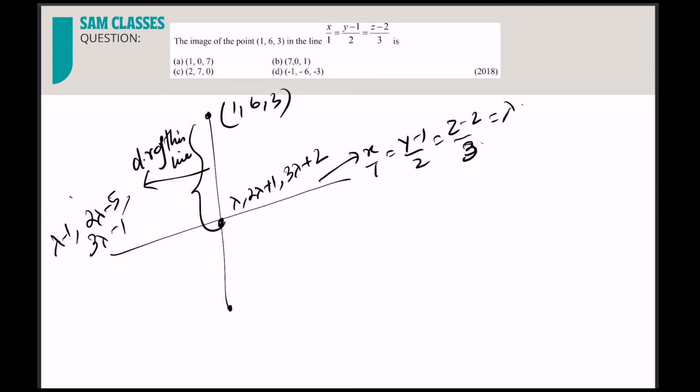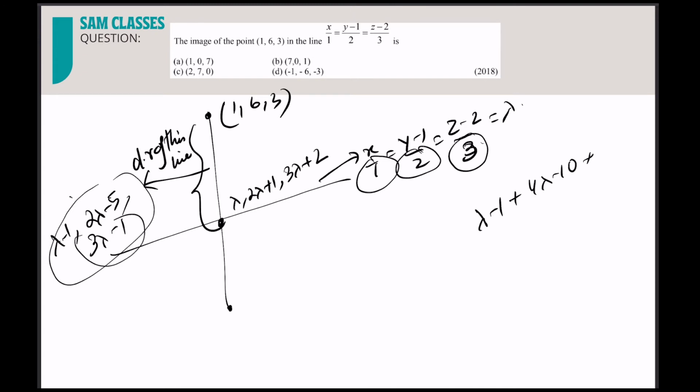Correct. Now once we got this, we know this line's direction ratio is perpendicular to the line. So we can just do the dot product. The moment we do, we'll get the answer. We'll get the value of lambda. So if I do, what will we get? Lambda minus 1 plus 2 times 2 lambda minus 5, so 4 lambda minus 10, plus 3 into this part, so 9 lambda minus 3. So that will be 14 lambda equal to 14. They'll give a simple value. So lambda equal to 1. Once you get lambda equal to 1, the point will be 1 comma 3 comma 5.